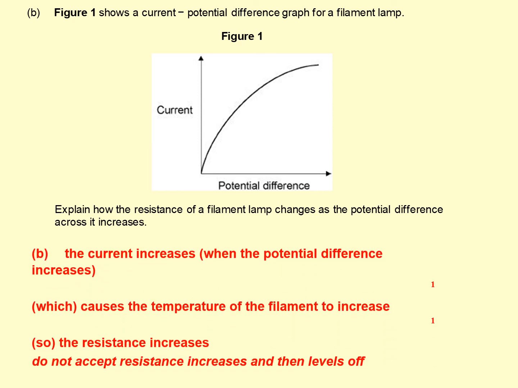So we can see that the current increases as the potential difference increases, but that then causes the temperature of the filament in the bulb to increase, which again means that the resistance increases. So therefore, if resistance increases, the rate of increase of current must drop off because it's harder for the electrons to be flowing through the circuit.